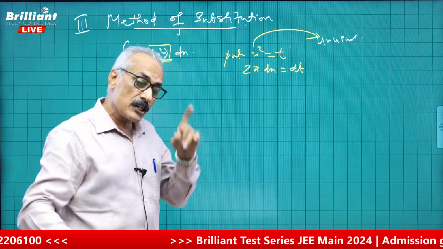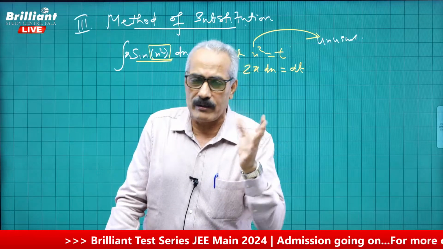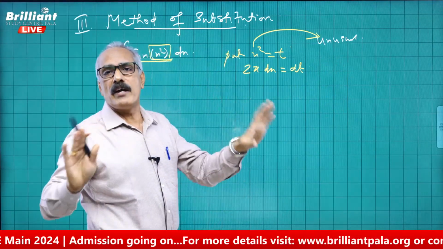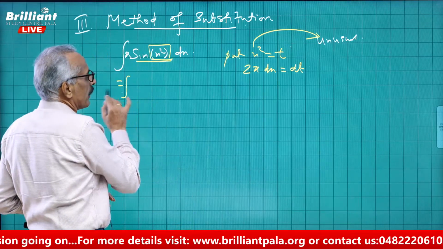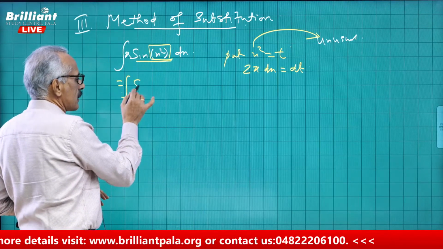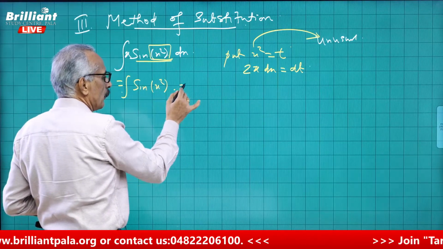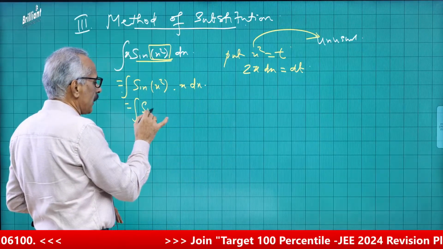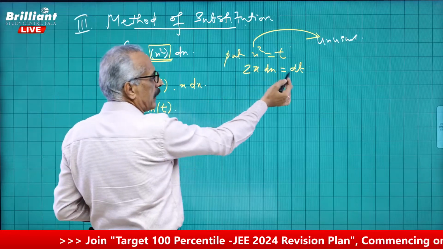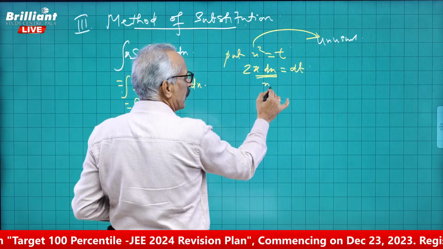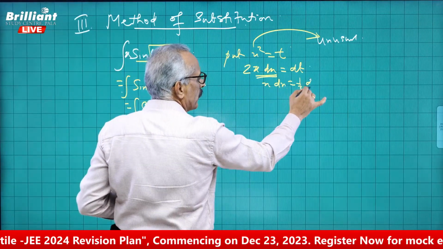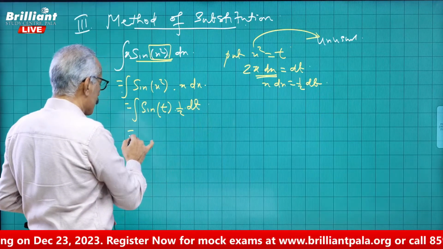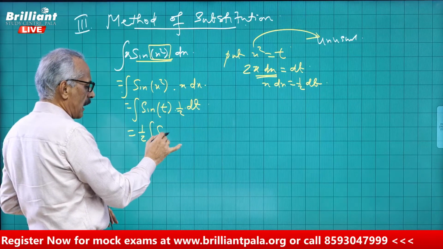of a new variable. As I told you in the very beginning, what is in a variable? Nothing. But you have to replace every part of the variable. That means this is equal to integral, let me write this as sine of x square into x dx. X square means t. That is integral sine of t, and x dx is 1 by 2 dt. Take this 1 by 2 out: 1 by 2 into integral sine t dt.